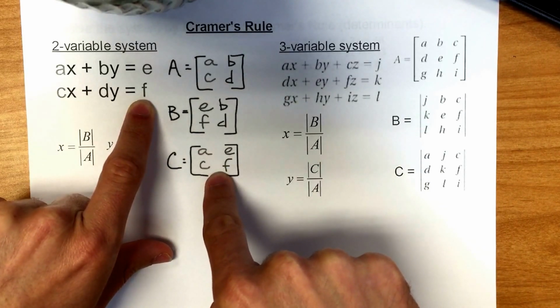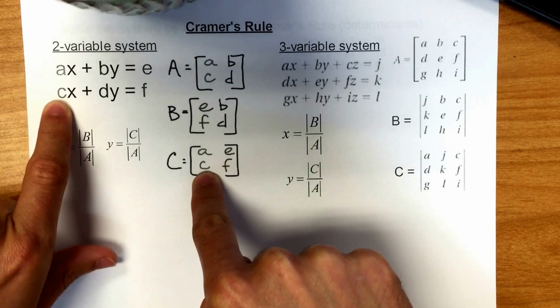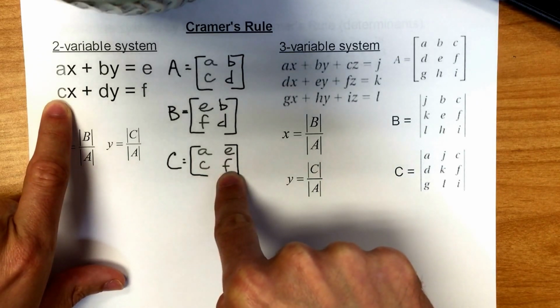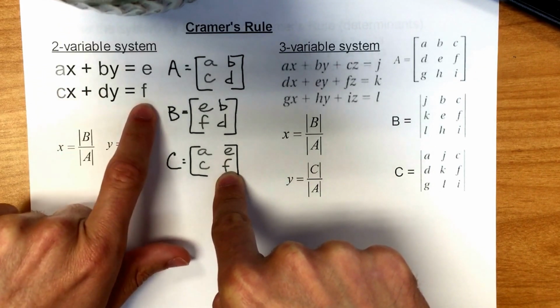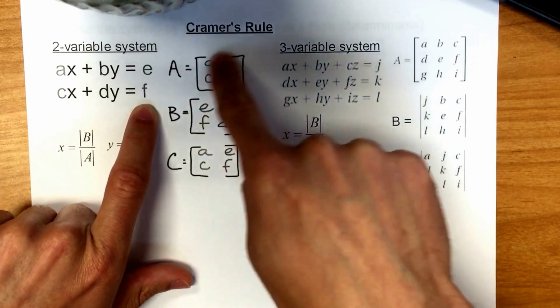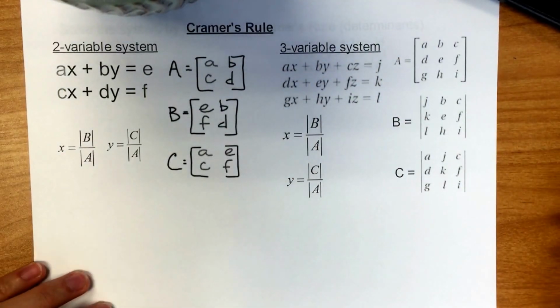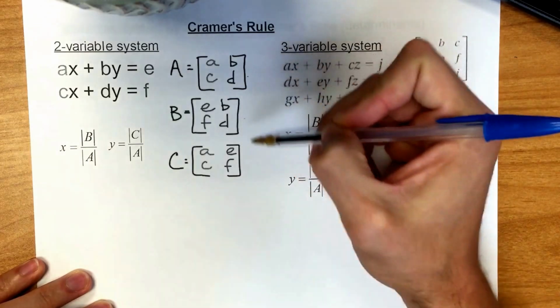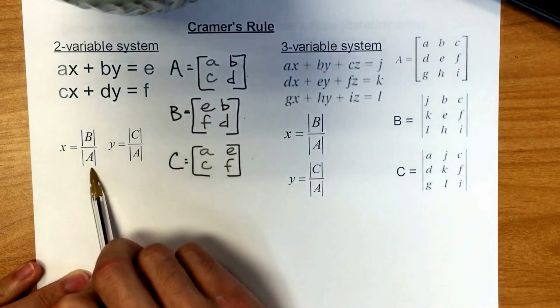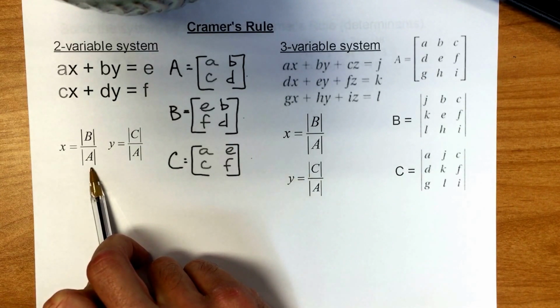In matrix C, notice we go back to the original first column, A and C, and the second column is what changes, and it changes to the constants column, E and F. All of these are going to be numbers. So how do I use Cramer's rule then to do the problem? You're going to find the determinant of every one of these. Remember, when you see a matrix with what looks like absolute value bars around it, that means find the determinant.